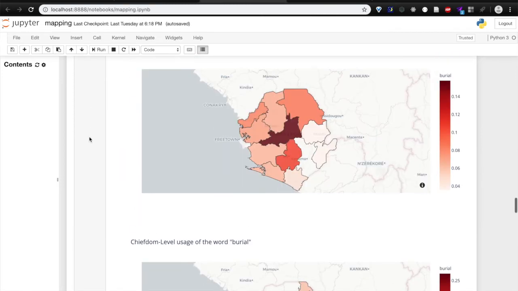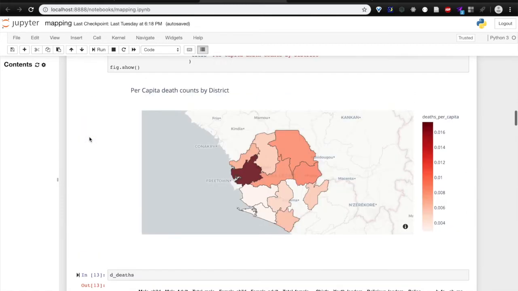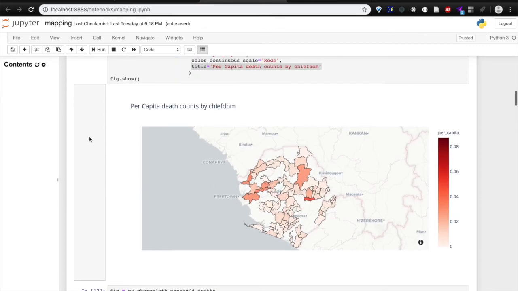So going over to the mapping portion here, first what I did was just map the per capita death counts by chiefdom. We didn't really have enough time in this project to do a full-scale data cleaning process, so you'll see that this map is actually missing quite a few chiefdoms, but for the ones that we have, we can see higher per capita counts.